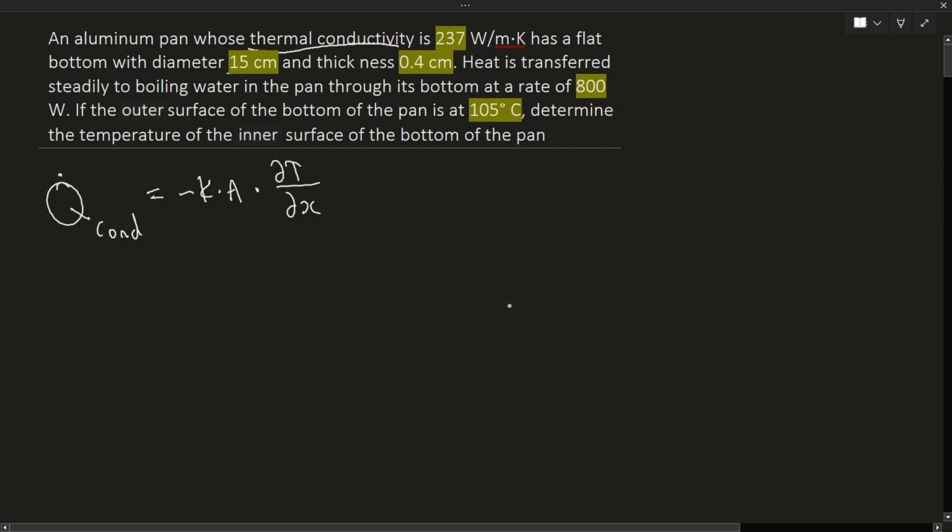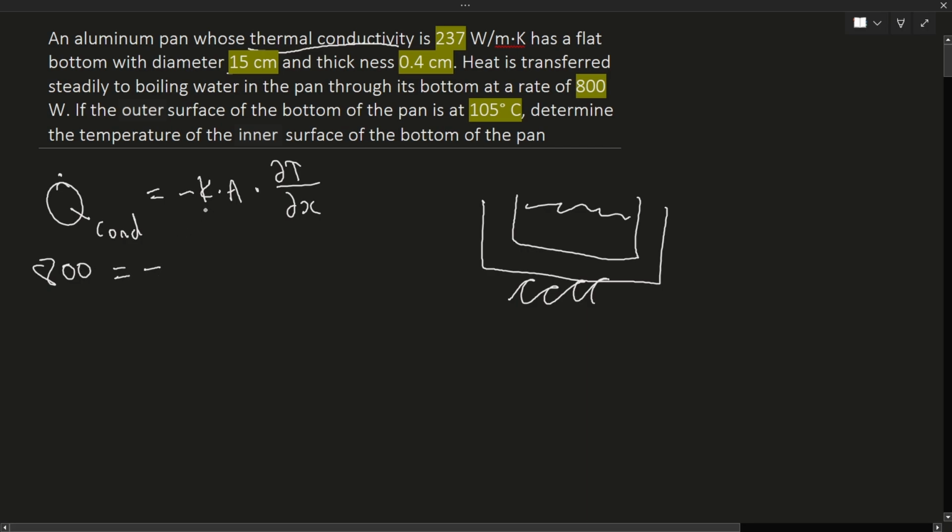Okay, so usually for heat transfer, what I always do is I draw it just so it's easier to see. So you have your fire, and then you have your pan. And I guess you have water in it, whatever. All right. So for Q conduction, it's already given 800 watts. Negative K thermal conductivity, it's over here, 237. 237 times the area. When it says A over here, it's basically talking about which surface is touching the fire or touching the heat. So in this case, since it's a diameter, it's pi over 4 times diameter squared, 0.15 squared. 0.15 because you have to take it in meters.